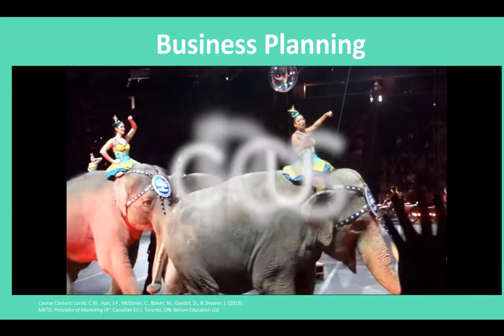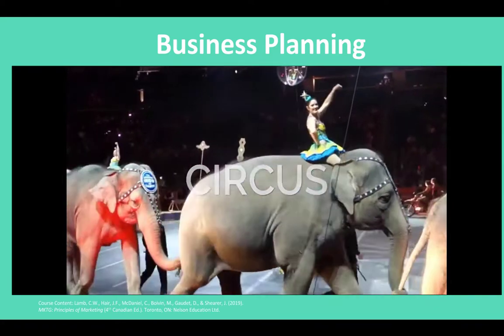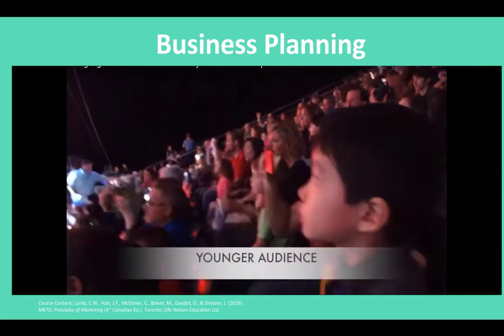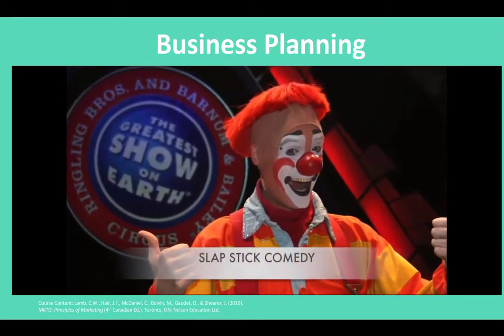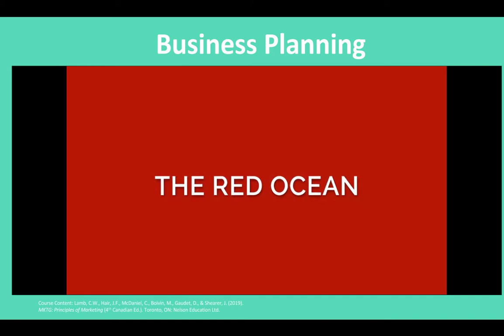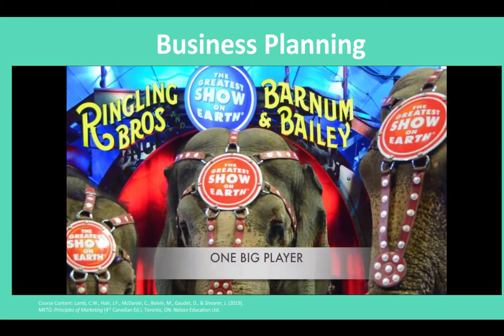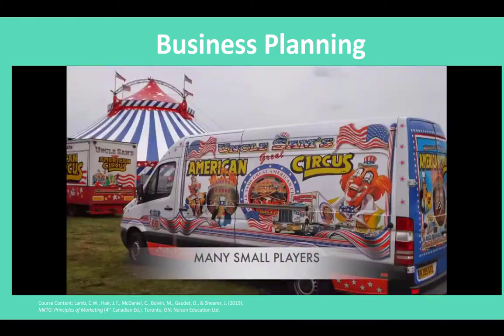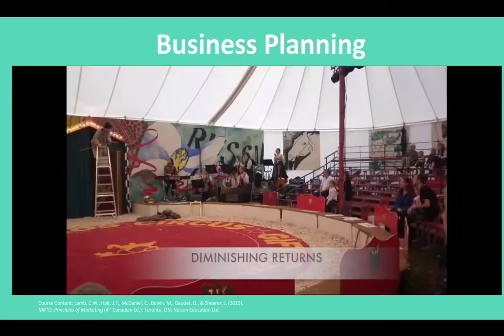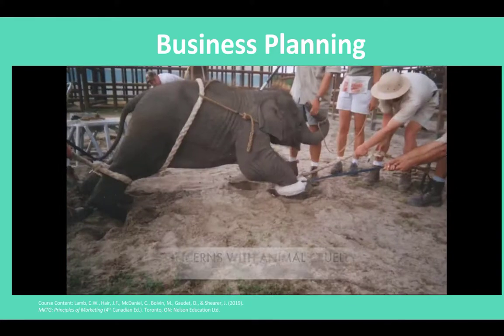Blue ocean strategy, very important. What's a blue ocean strategy? Circus. So the circus is really a red ocean. Lots of competitors. The red ocean means that they're fighting against each other. It's like a shark going around. There's lots of blood in the water.